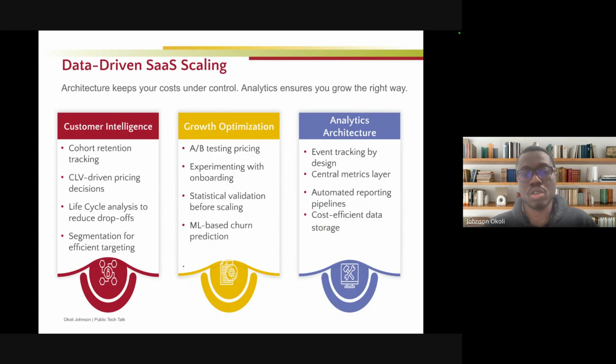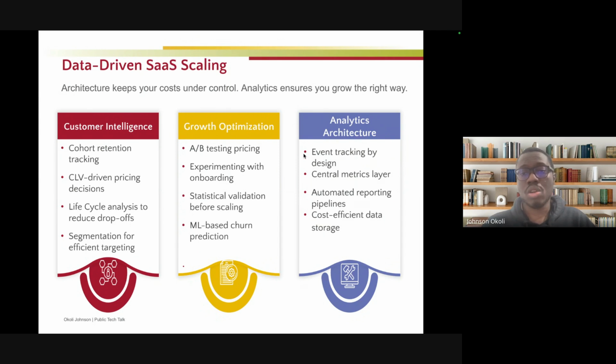Then ML-based churn prediction. This is more like using machine learning to predict your customers' retention. Based on past experience, you can run it through machine learning to determine at what point you need to do better to have good and better customer retention.